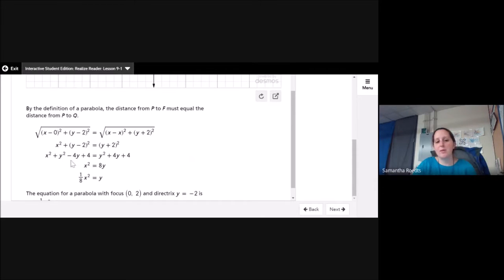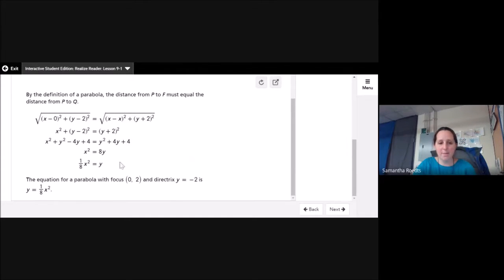x squared plus y squared minus 4y plus 4 equals y squared plus 4y plus 4. x squared equals 8y. Divide both sides by 8, I get 1/8 x squared equals y. So the equation for the parabola with focus (0, 2) and directrix y equals -2 is y equals 1/8 x squared.